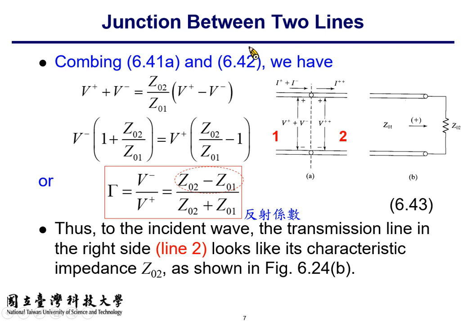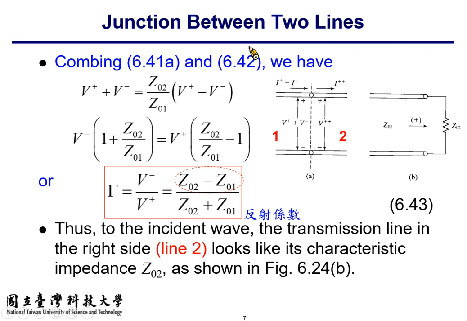But before we do that, we will introduce the idea of the reflection coefficient, which is defined the same as what we did in section 6.2. We define the reflection coefficient, which is what by definition? What is the definition for the reflection coefficient? The ratio of a reflected signal over the incident signal.